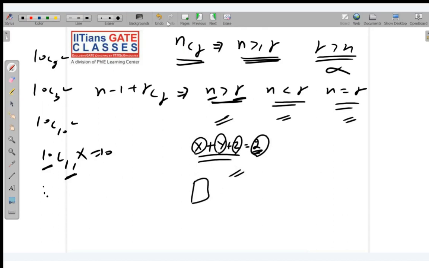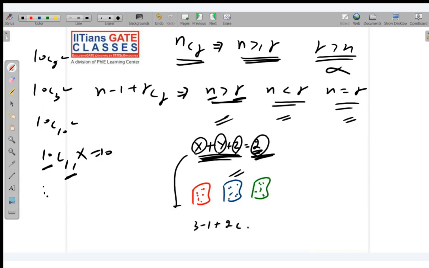So say we have abundant quantities of red chocolates, abundant quantity of blue chocolates, and abundant quantity of green chocolates, and we just want to pick 2 chocolates. So how many ways? Obviously that is possible. Now who is stopping you from doing these things? So how will we apply the formula? x plus y plus z is equal to 2. So n is what? 3. n minus 1 plus r, where r is 2, C r, which is 2. So what will be our answer?